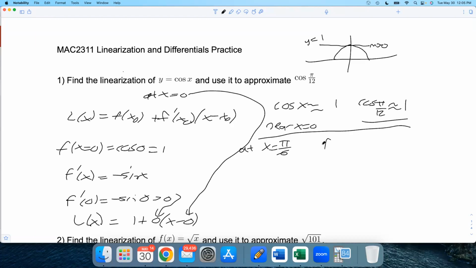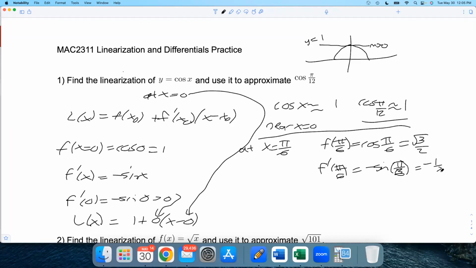So I'm going to need the original at pi over 6. I need cosine at pi over 6. That's cosine of 30 degrees. You really should know that that's root 3 over 2. I need f prime at pi over 6. So that will be negative sine at 30 degrees.